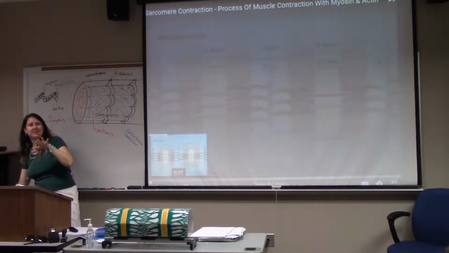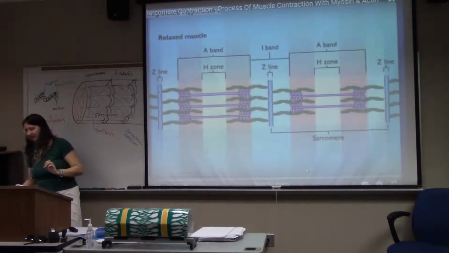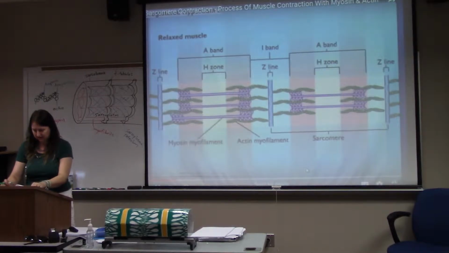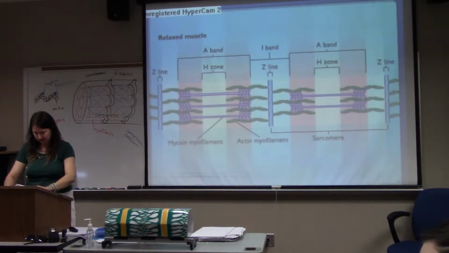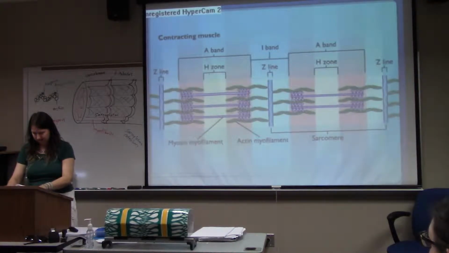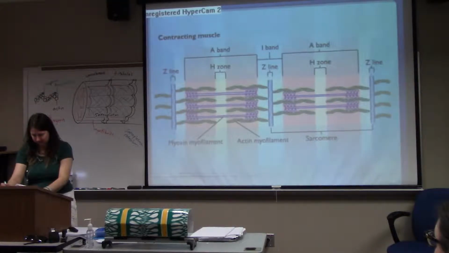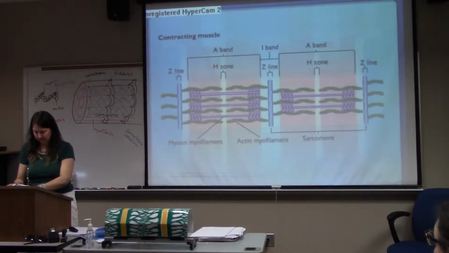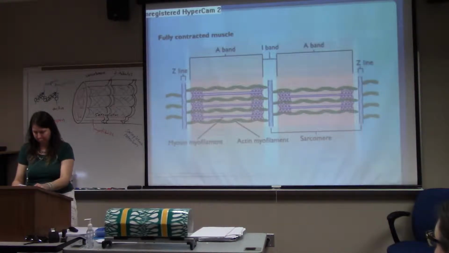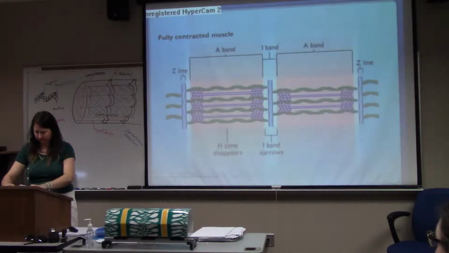How the letter areas on the sarcomere change, the A bands, H zones, and so on. In a relaxed muscle, actin and myosin myofilaments lie side by side, and the H zones and I band are at maximum width. During contraction, the actin and myosin myofilaments interact. The actins are pulled toward the center of each myosin myofilament. As a result, the sarcomere shortens. In the fully contracted muscle, the ends of the actin myofilaments overlap. The H zones disappear, and the I band becomes very narrow.